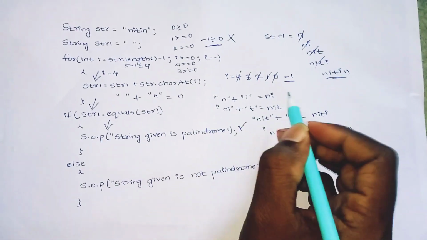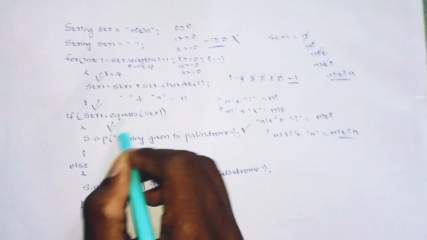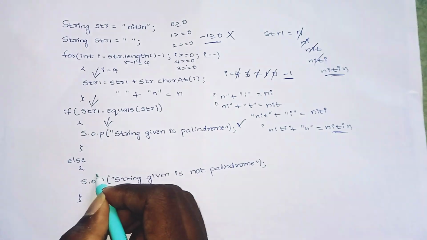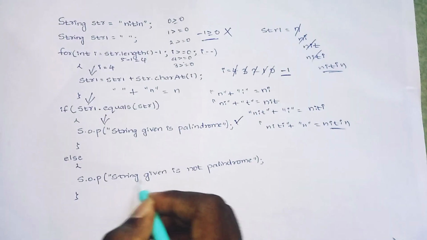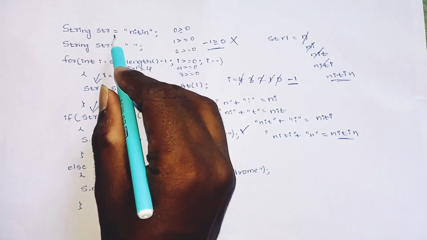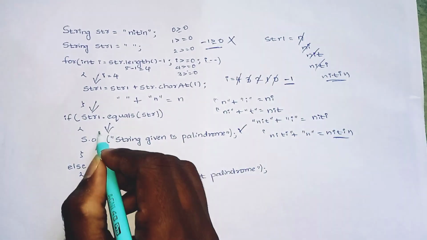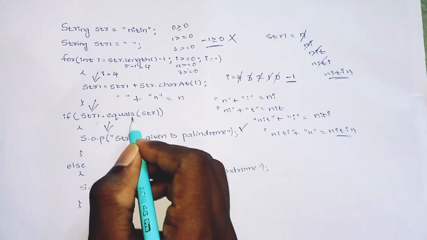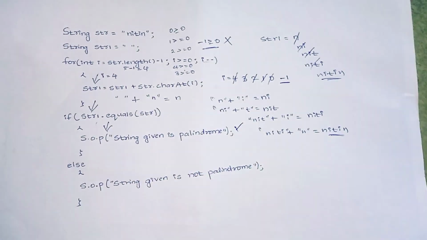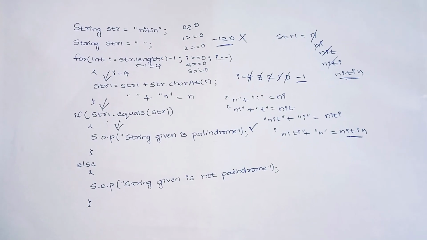Suppose the str1 and str values are different, then it will not execute the if block, instead it executes the else block and gives the output as string given is not a palindrome. But for the given example, str is nitin and the updated str1 value is nitin, so both str1 and str values are the same, and it executes the statement, that is string given is a palindrome. So this is how we need to write the Java code to find whether the given string is a palindrome or not.